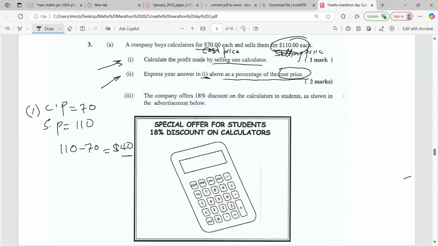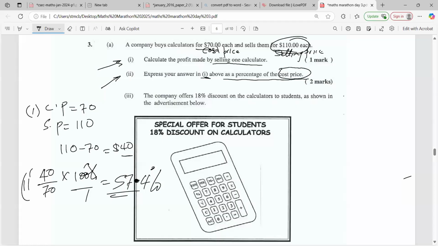All right, so that means we're going to use 40. The cost price is 70, and of course, percent is out of 100. Now let's use my calculator for this, all right? Based on what you guys give me, 57.4, I think. I see that a lot, 57.4. All right, so that would have been part 2. Now 3, the company offers 18%. 57.14, okay. Sorry, trust me, guys.